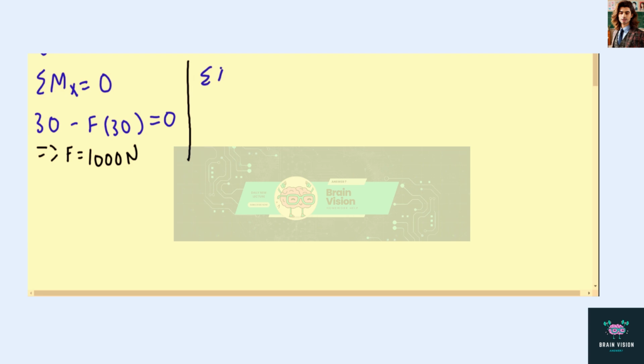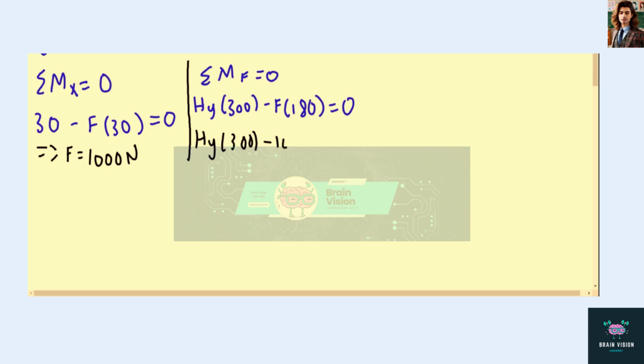So next we're going to take the sum of moments about the point F, set it equal to 0, and we can write that as h of y times 300 minus F times 180 is equal to 0. And we can substitute in F since we just calculated that value. So we get that h of y times 300 minus 1000 times 180 is equal to 0. And we can solve for h of y to get a value that's equal to 600 newtons.